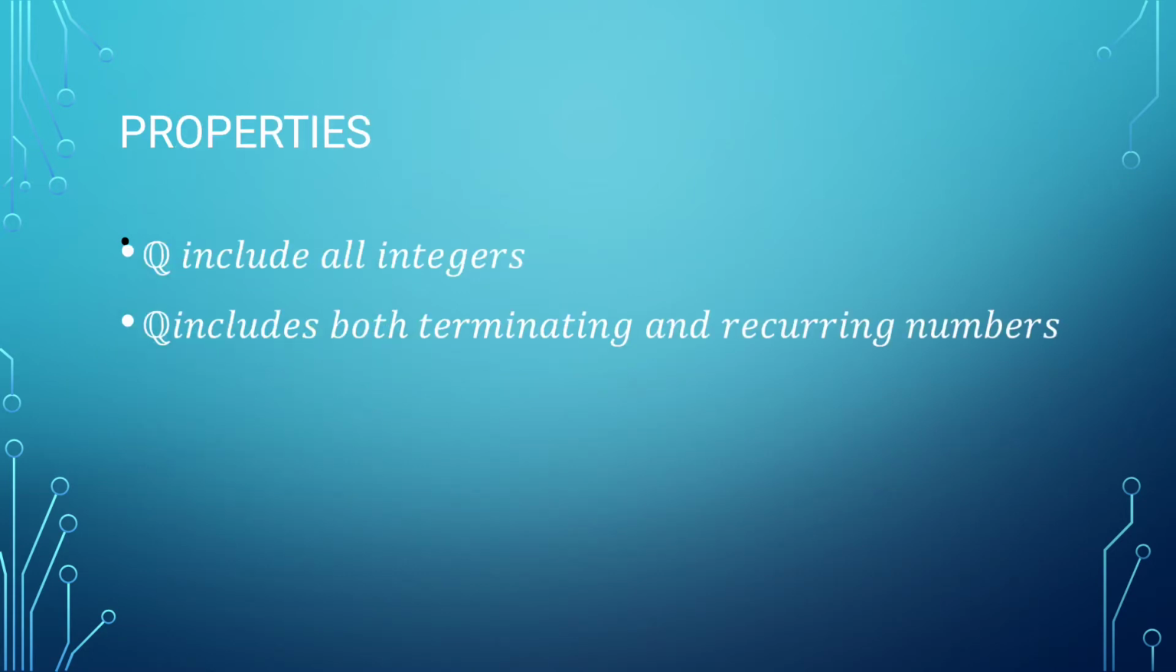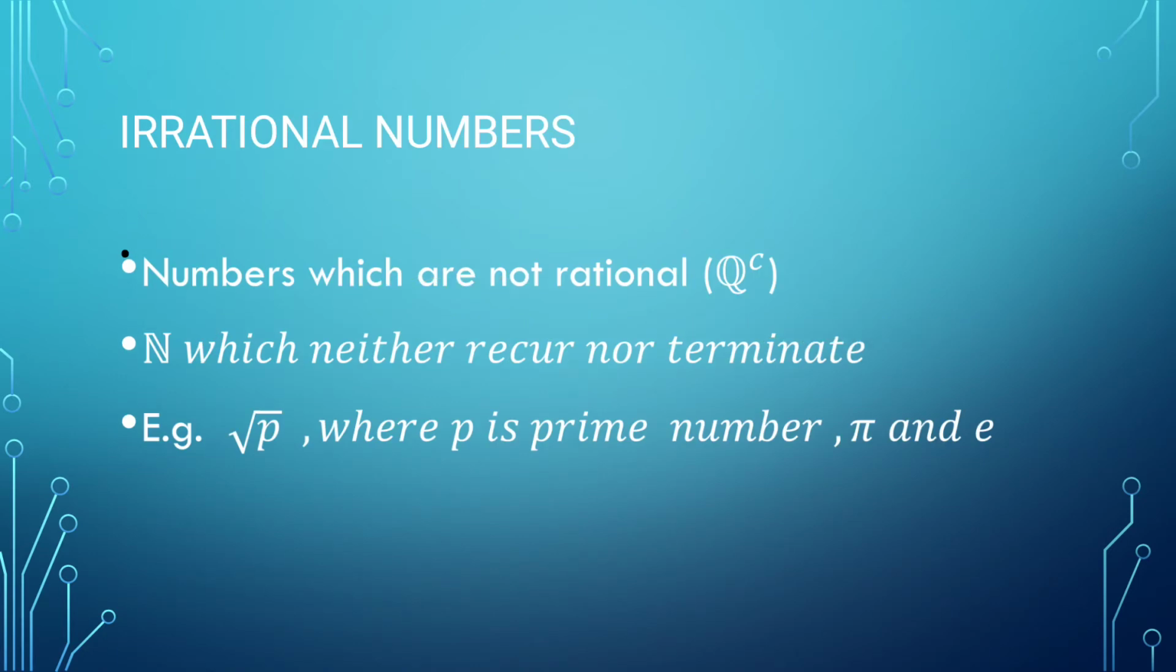Okay, properties of rational numbers. A rational number includes all integers, and it also includes both terminating and recurring numbers. Again, if a number is not rational, then that number is irrational. So the complement set of rational numbers is irrational numbers, which neither recur nor terminate.